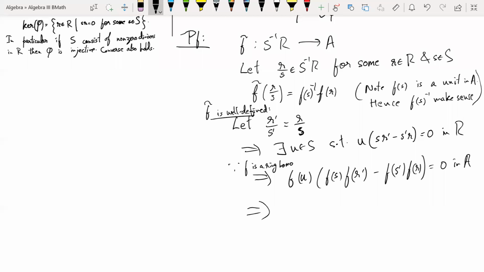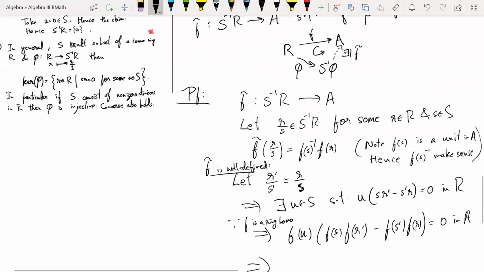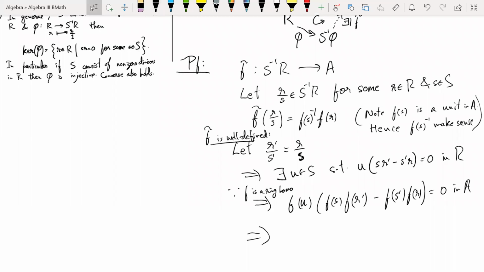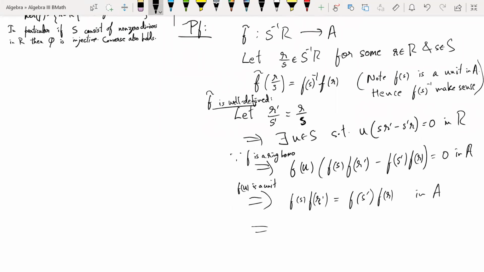And this implies, remember fu is a unit, since u belongs to S and every element of this goes to a unit. So fu is a unit, in particular a non-zero divisor. So this tells you that fs fr prime minus this guy is 0, which is the same as saying fs fr prime equals fs prime fr in A. Then again fs and fs prime are invertible, so we can multiply this equation by fs inverse fs prime inverse, and we get that fs prime inverse fr prime is equal to fs inverse fr.